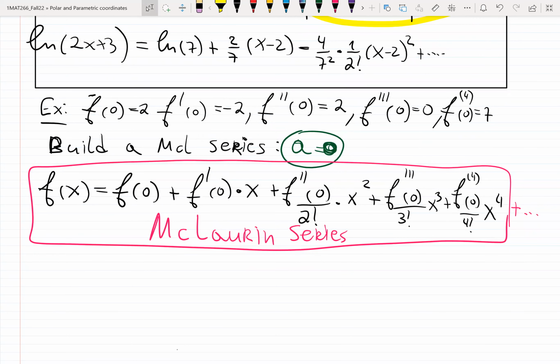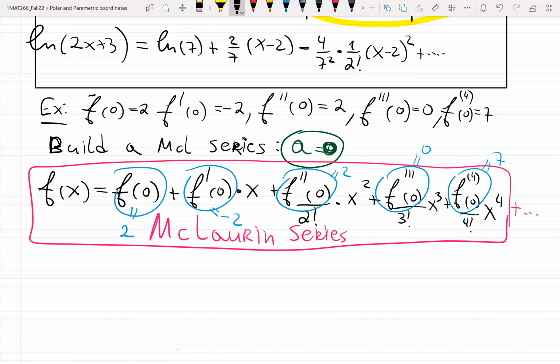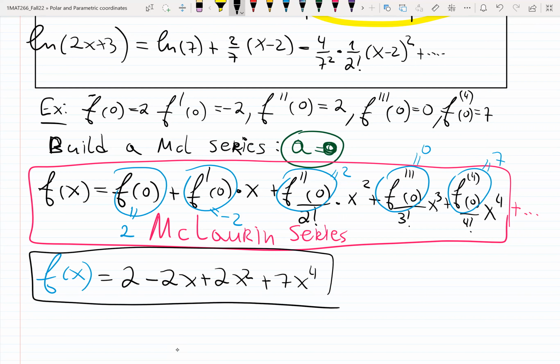So since I already gave you all those parts, there's nothing to calculate. This is 2. This is minus 2. This only derivative, though, be careful. No factorials. This is 2. Third derivative is 0. Fourth derivative is 7. So just plug it in. It will be f of x becomes 2 minus 2x plus 2x squared plus 0. How about fast? Very fast. If you know the formula, very fast.